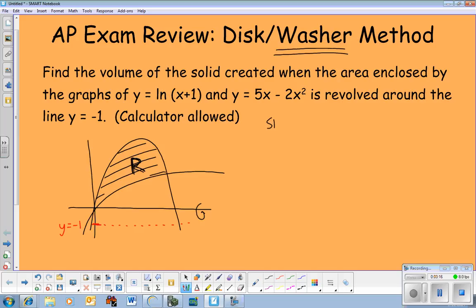All right, now here's how I think of washer method. For shells, if you recall, we do 2 pi integral radius times height. Because 2 pi times radius times height with a little bit of thickness, dx or dy, that's the volume of a shell.